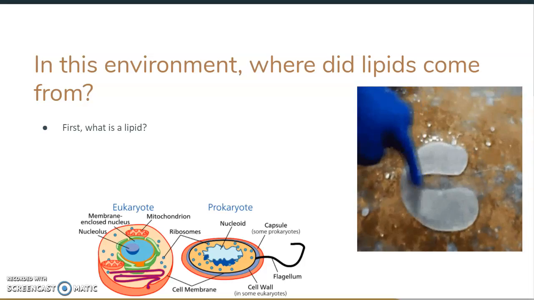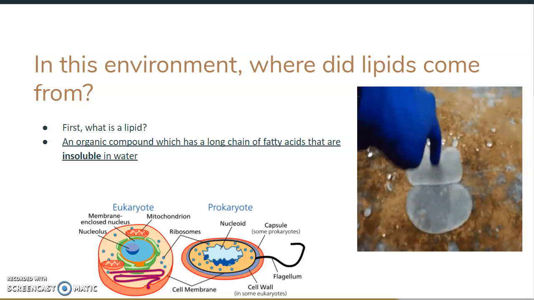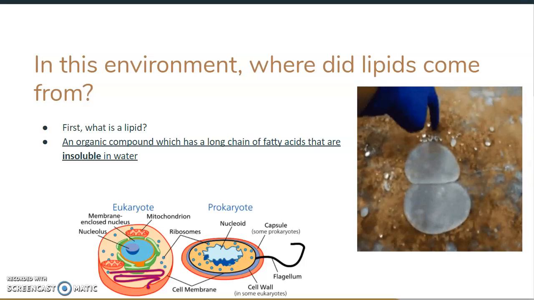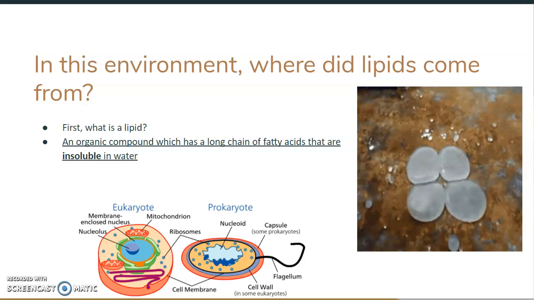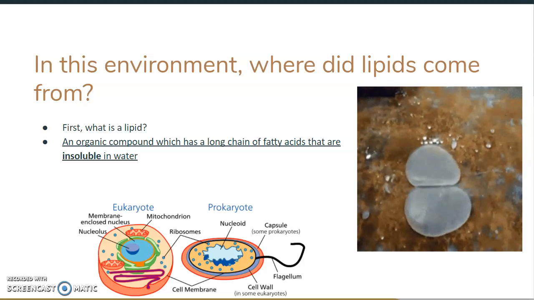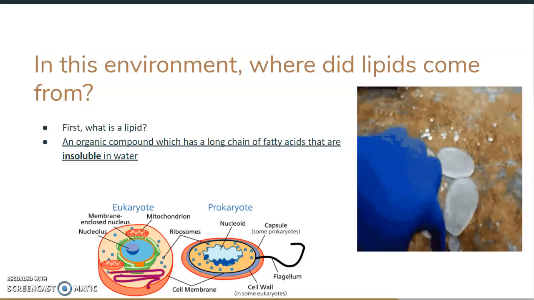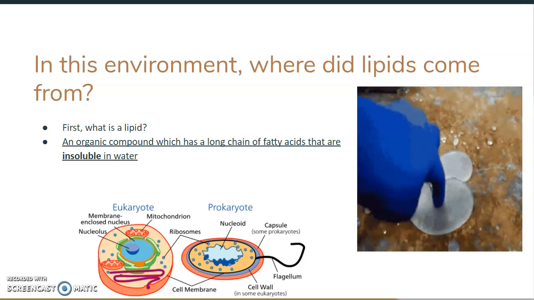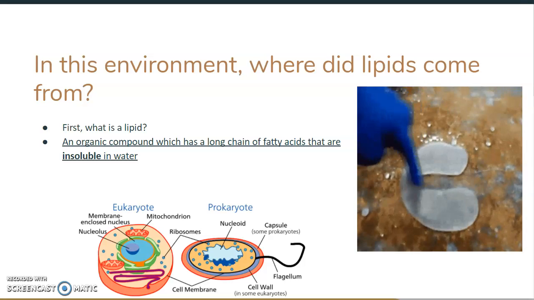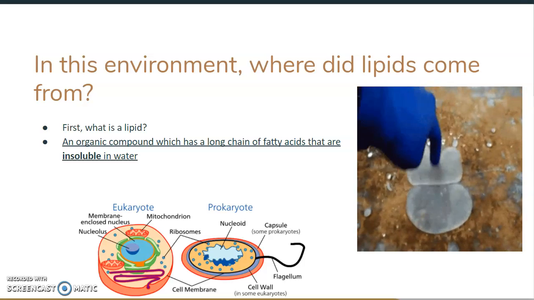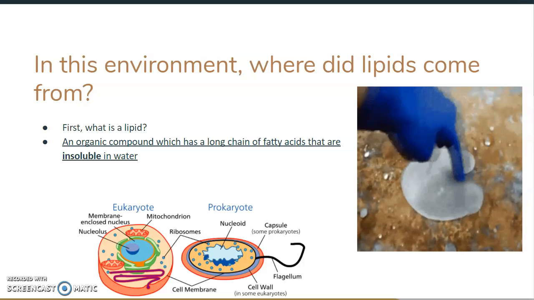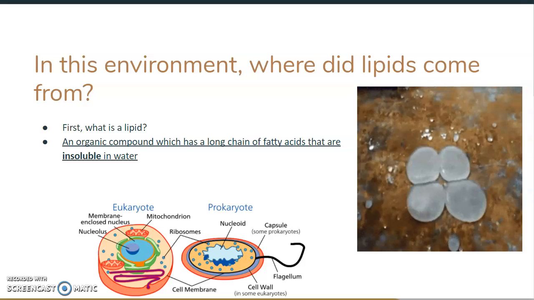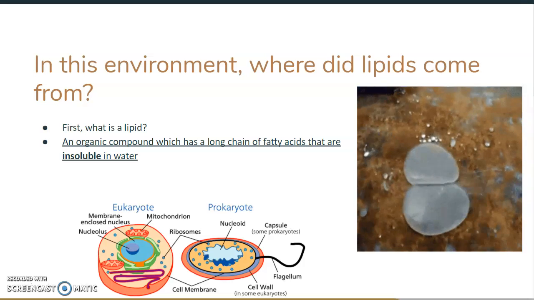So we first need to define a lipid. Again, anything that's underlined, I would love for you guys to write down. Everything else is just information. A lipid is an organic compound that has a long chain of fatty acids that are insoluble in water. So let's break that down. An organic compound is a compound containing a lot of carbon and hydrogen and oxygen, also nitrogen.